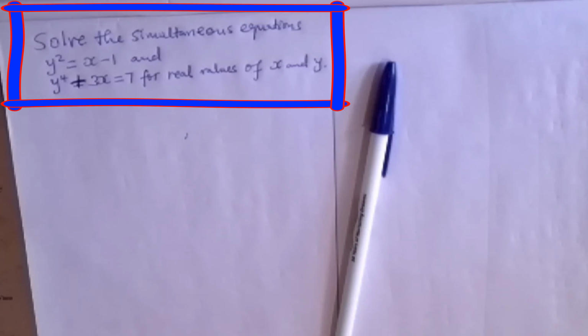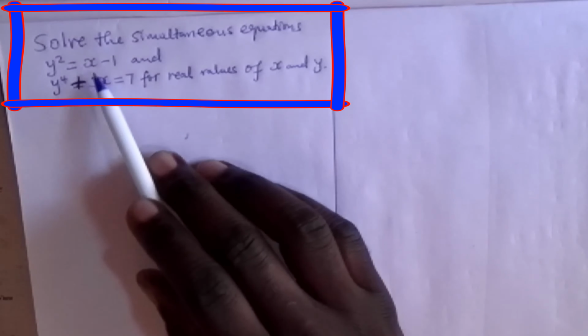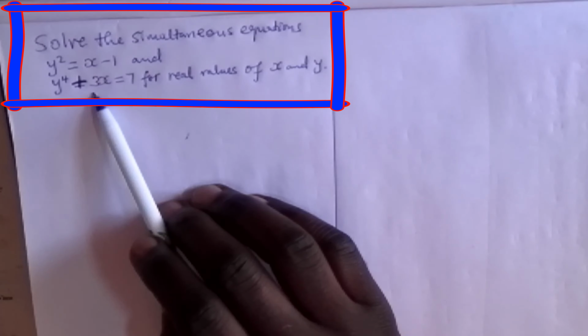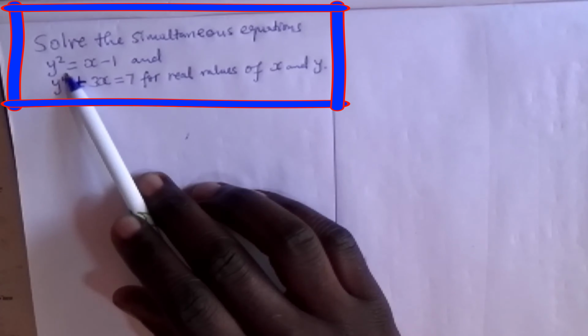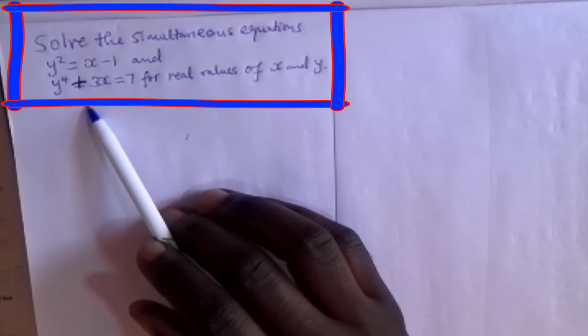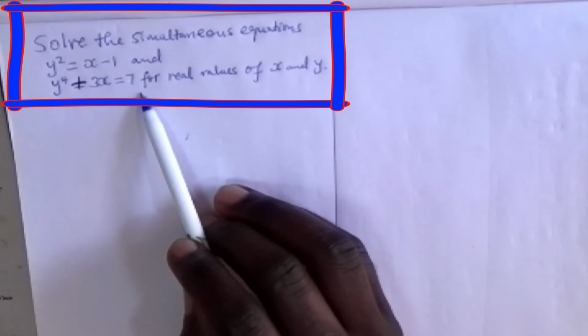Welcome, and let us try to solve this particular question: solve the simultaneous equations y squared is equal to x minus 1 and y raised to 4 plus 3x is equal to 7, for real values of x and y. So we have this simultaneous equation being given, the first and also the second. The first equation is y squared equal to x minus 1, and the second equation is y raised to 4 plus 3x is equal to 7.